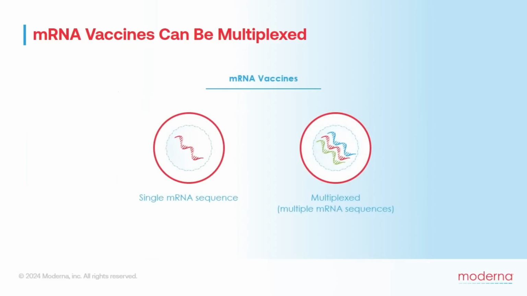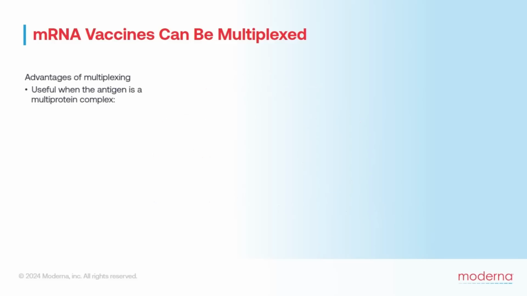One beneficial feature of mRNA vaccines is that they can be readily multiplexed. This means that instead of just delivering a single mRNA sequence supplying the instructions to make only one protein, several different mRNAs can be combined and delivered in a single vaccine. Multiplexing is especially useful when the antigen is a multi-protein complex.